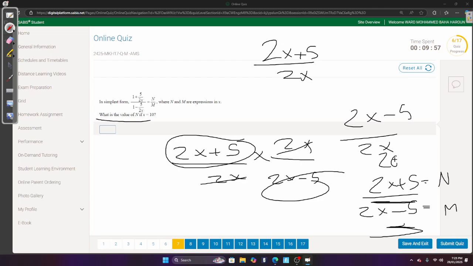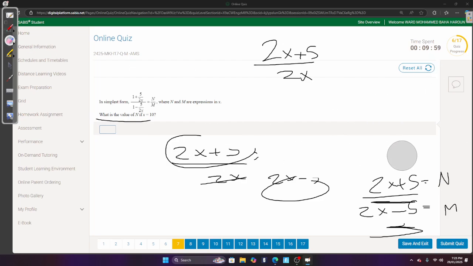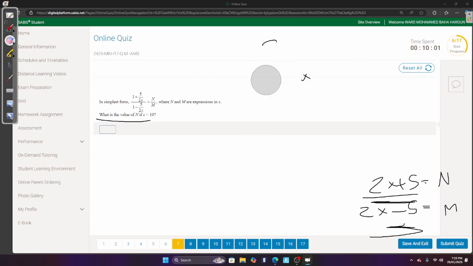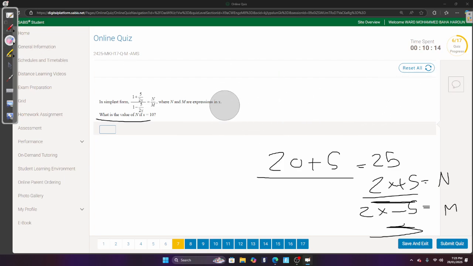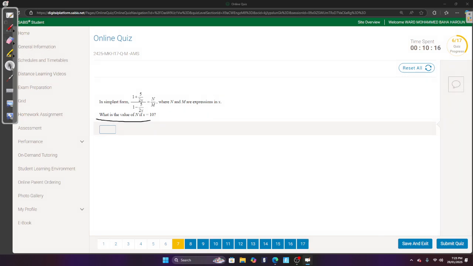So we're going to replace x by 10. Let me just clear all of this. Okay. 2 times 10 plus 5. Distribute: 20 plus 5 is equal to 25. And that's the answer. Okay?